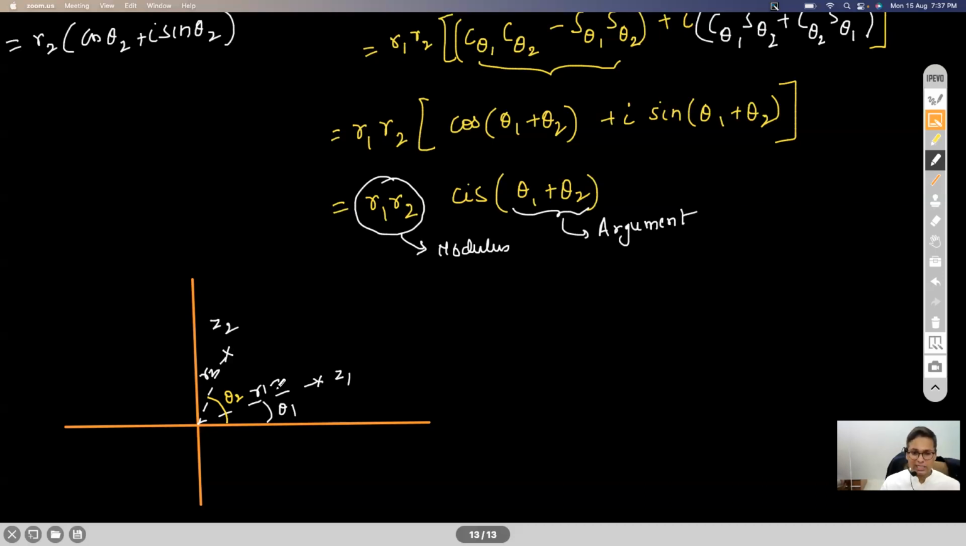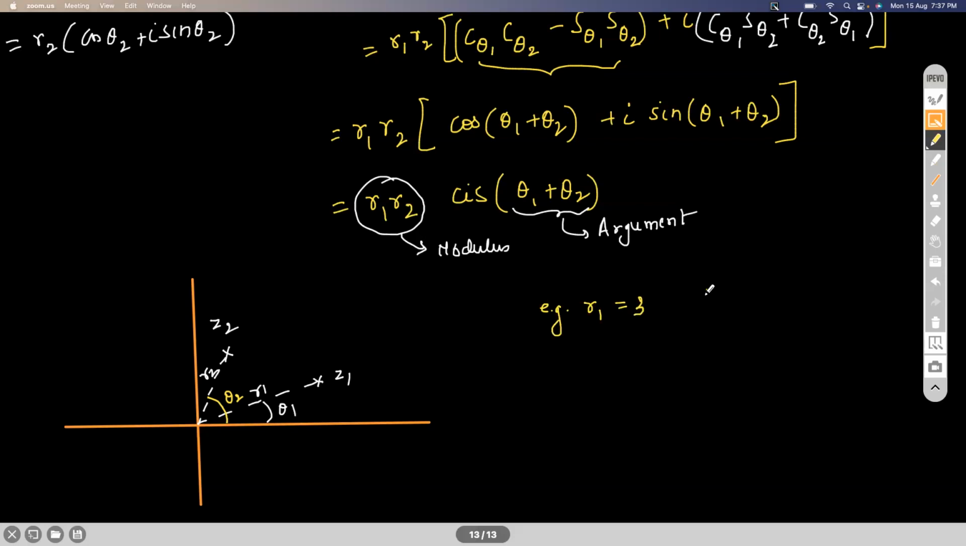So let's say this was 3 and this was 2, as an example. Then how far from the origin will it be located? At a distance of 3 into 2. What is 3 into 2? 6. Correct now? And what should be the argument? It should be the sum of the two arguments. So as an example, let us say R1 was 3 and theta 1 was pi by 6, and R2 was 2 and theta 2 was pi by 3. Where do you think Z1 into Z2 should be located?